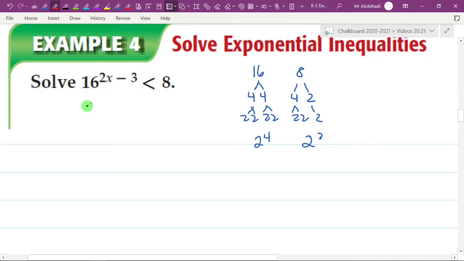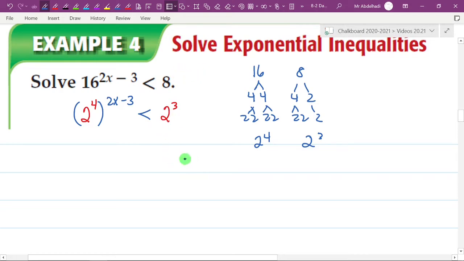So this is going to be 2 to the 4th power, and this is going to be 2 to the 3rd power. And we'll put our parentheses just like we did in the last couple problems here. And the 2x minus 3 is still there. The less than is still here. And this one doesn't have anything out here, so we're done here.